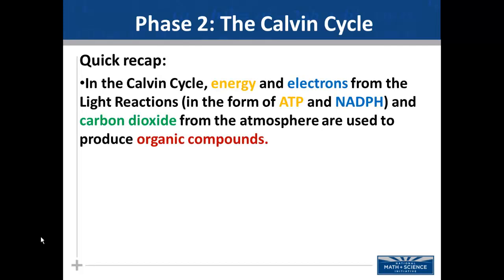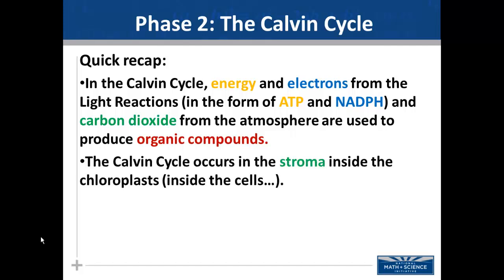In the Calvin cycle, energy and electrons, which came from the light reactions in the form of ATP and NADPH, along with carbon dioxide, which came from the atmosphere into the plant through the stomata, are used to produce organic compounds like G3P, PGAL, and then eventually potentially glucose.